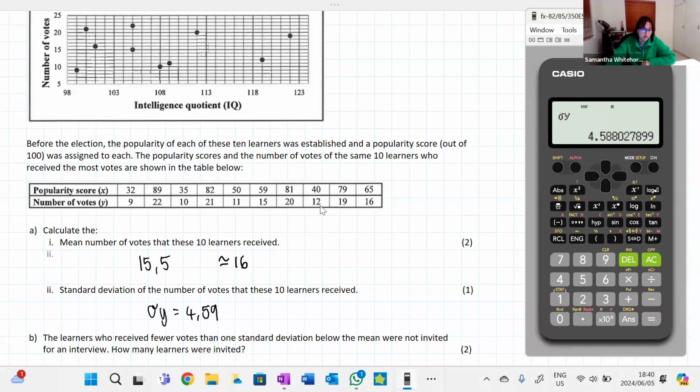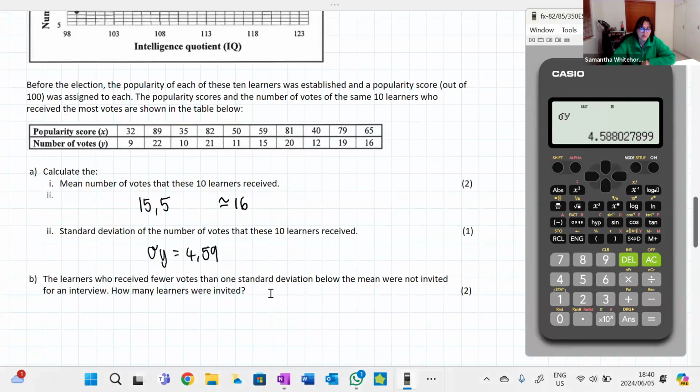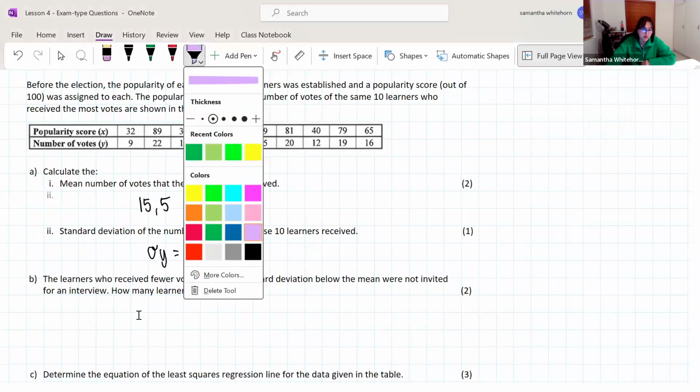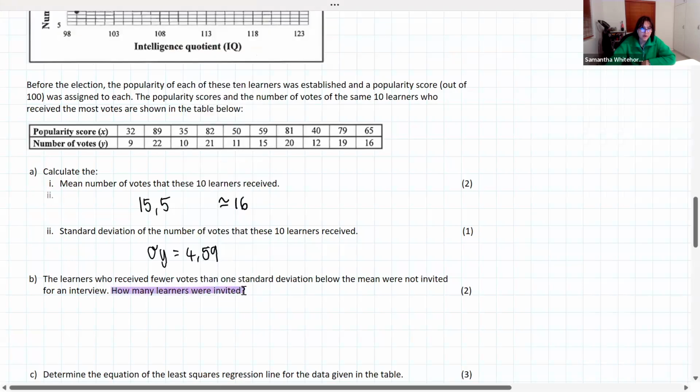Question B then says, the learners who received fewer votes than 1 standard deviation below the mean were not invited for an interview. How many learners were invited? So really importantly, again, this goes back to what I was saying from question 1, read your questions carefully. How many learners were invited?